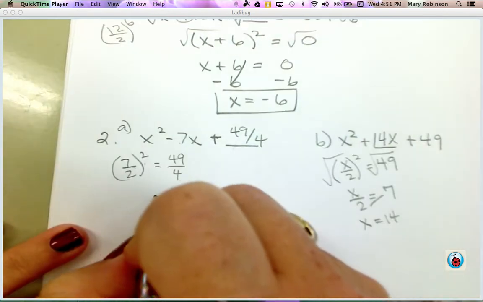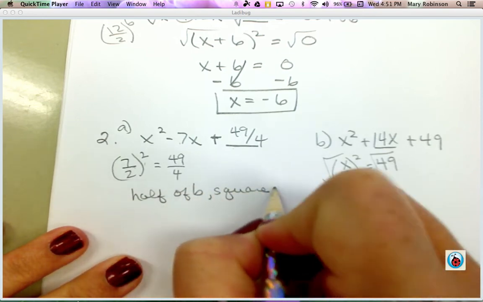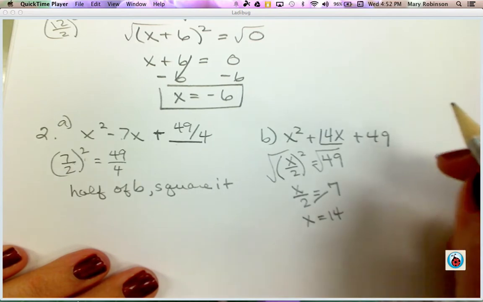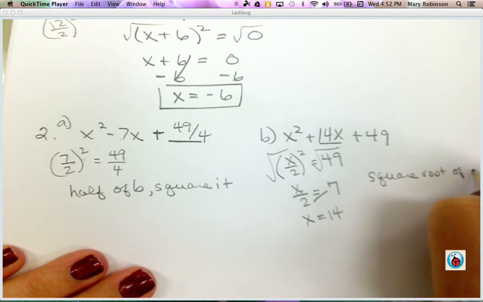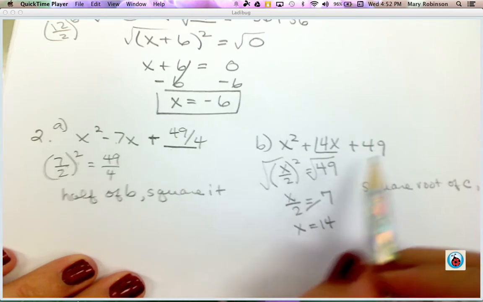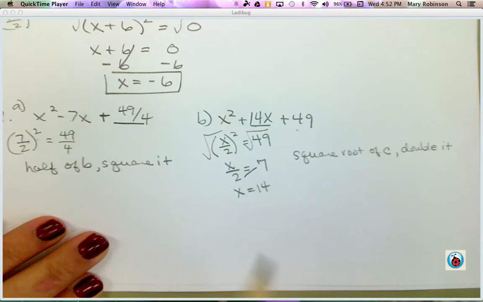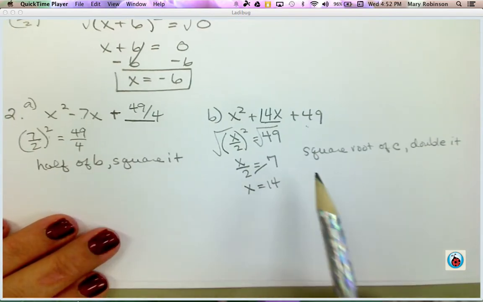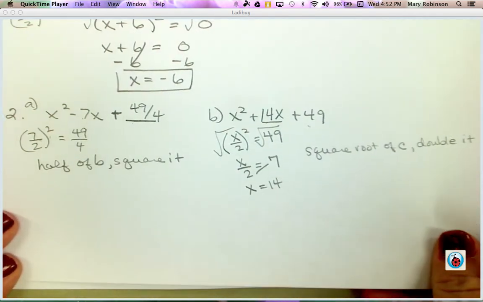So again here, you take half of b and square it. But on 2b, you take the square root of c and then double it. So the square root of 49 is 7. 7 doubled is 14. So again, half of b and square it for 2a, but on b, take the square root of c and double it. So that takes care of 2a and b. Now let's go ahead and move on to 3.